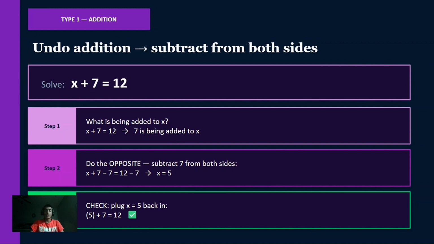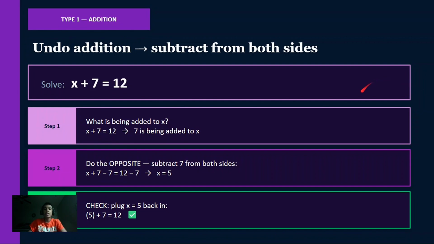Step 3, we're always going to check your answer. In any math class you take, you always want to check your answer so you don't mess up. So we're going to plug 5 back in for x, and we get 5 plus 7 equals 12. So we're correct. Now, this is the key. If something is being subtracted from x and we want to cancel it out, we have to add to both sides.